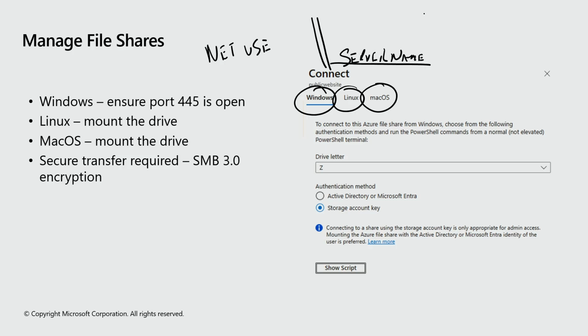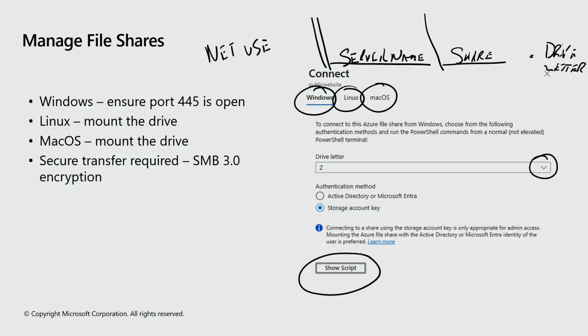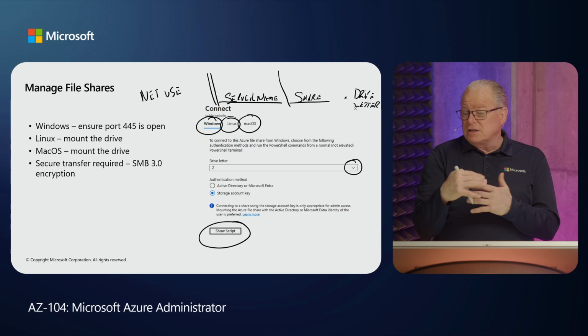My handwriting is my own form of encryption, and then the share name, and then maps it to some drive letter. Now, in the past, we used to have to write these commands out. What this graphical interface is going to provide for you is that you just pick from the drop-down list, and it will actually then show you the script that you're going to do.